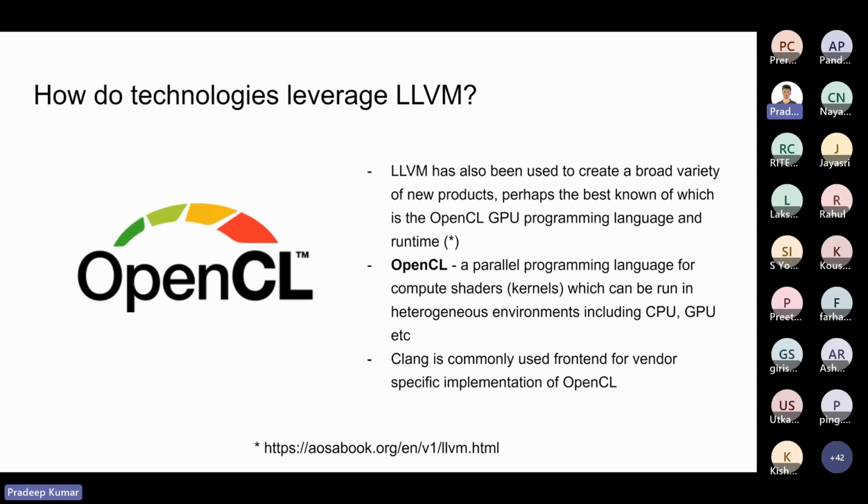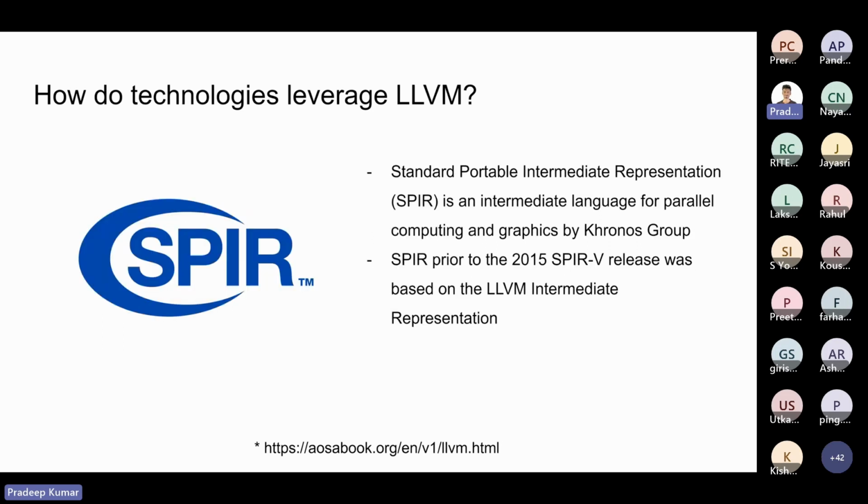The OpenCL language was also built around the LLVM compiler toolchain, and one of the common compiler frontends used is the Clang frontend. There are various OpenCL implementations that use Clang as a frontend to compile to what's called SPIR-V. We'll talk about SPIR-V later. But that said, yes, SPIR is an intermediate representation. SPIR was inspired by LLVM.